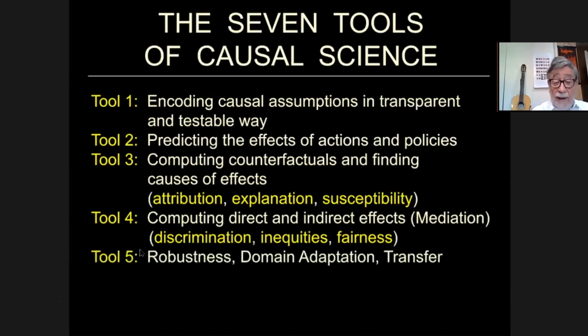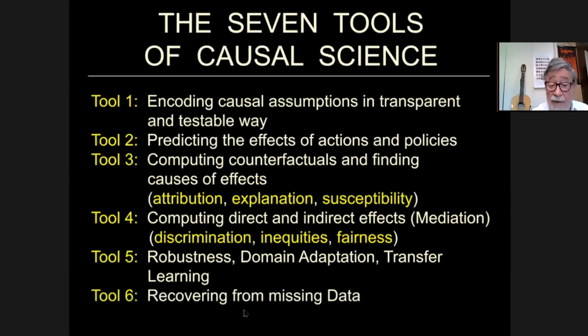Tool 5, robustness or domain adaptation, transfer learning, and so on, which many generations of machine learning have been bothered by or unable to solve, because the solution does not exist in the realm of data. The solution exists in the realm of a combination of assumptions about reality and data.